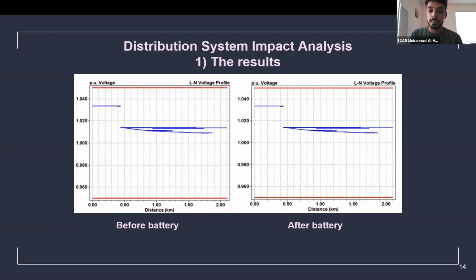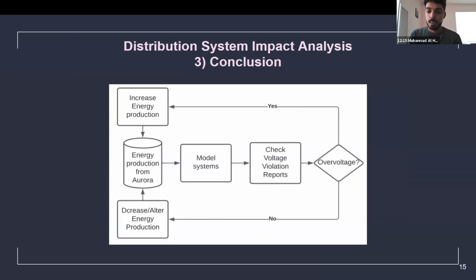And it can be seen that the results before and after are almost identical, and that's probably due to the small effect that the battery has on the distribution system, considering that the battery is only charged by the PV system inside the Animal Science building and not from the grid. The final conclusion of our analysis states that our system doesn't experience any overvoltage, and if the system had to experience overvoltage, it can be eliminated using upgrades or smart control.